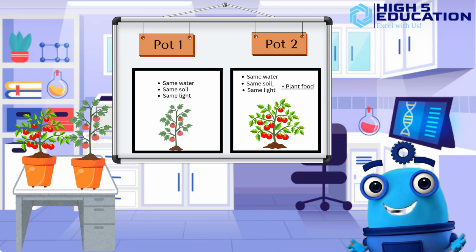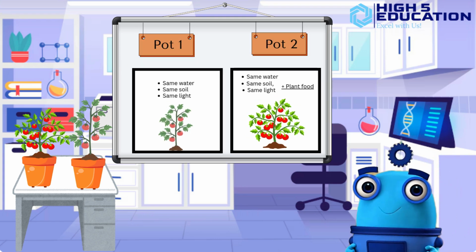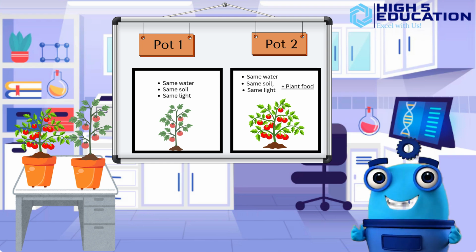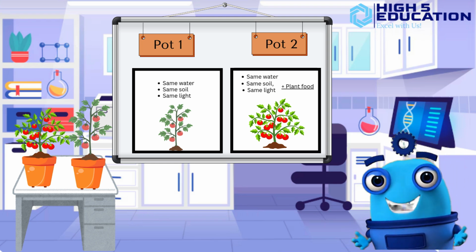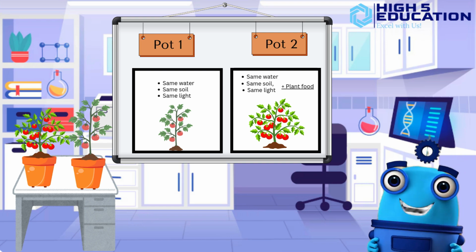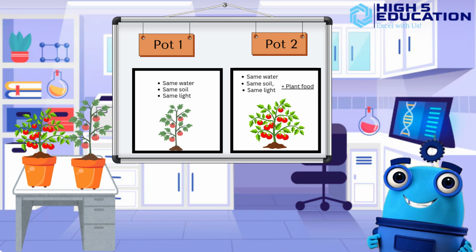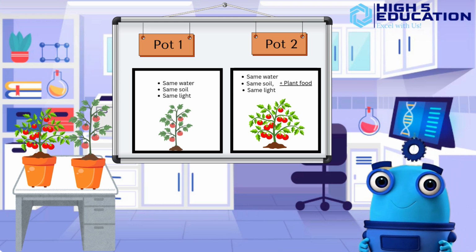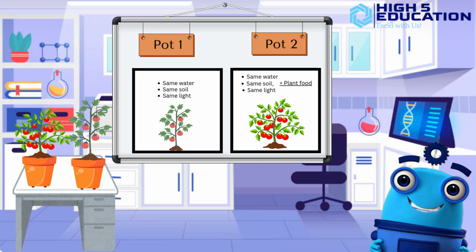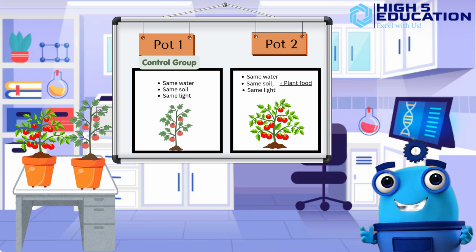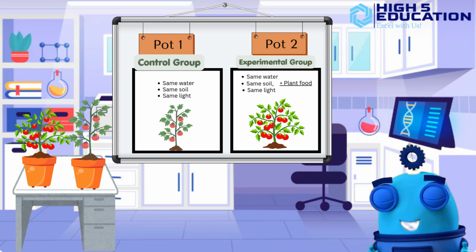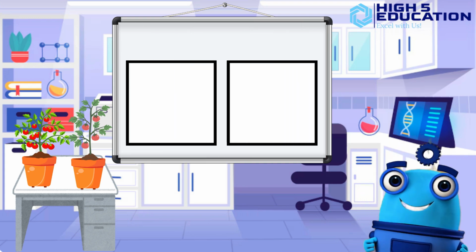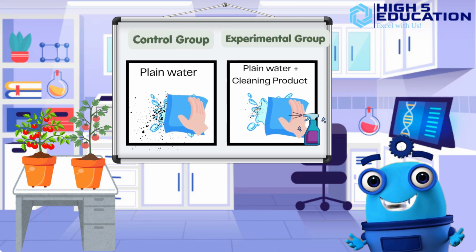Now, let's apply that to our example. Because of this setup, we can compare the two plants. The purpose of the control group is to serve as the basis of the experimental group, so we can clearly see the difference. As a result, if we give the tomato plant a plant food, it may produce more fruits and become healthier. In our plants, the one that did not receive plant food is the control group, while the plant that received plant food is the experimental group. Did you get it? Let's have more examples.